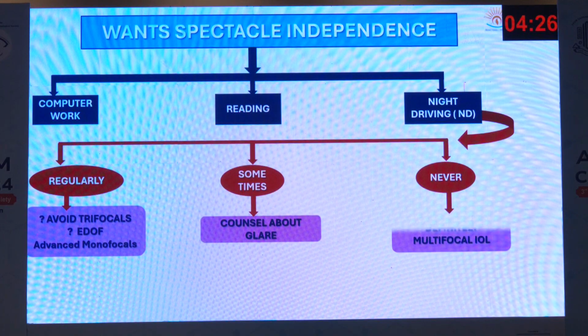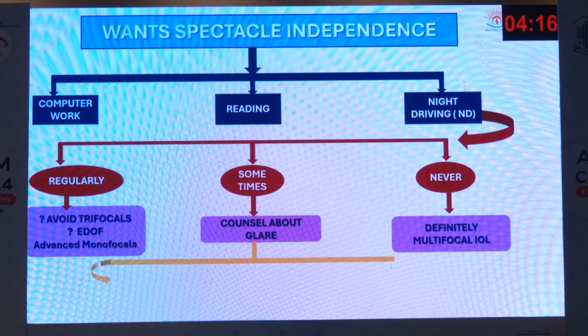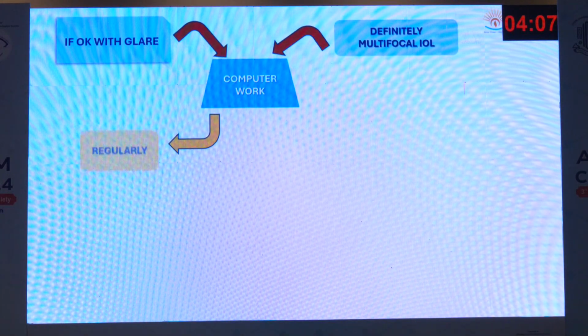Now if somebody is doing daily night driving, then definitely we would avoid trifocals and even some ADOFs, which would probably end up having glare and halos. So advanced monofocals or monofocals would be the better idea. Some patients feel that glare is acceptable to them, then you can go ahead and ask the next question as to how much intermediate vision he requires.